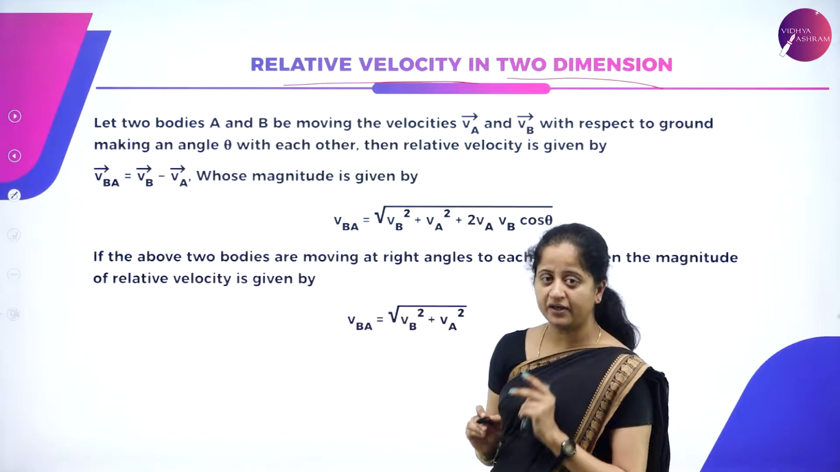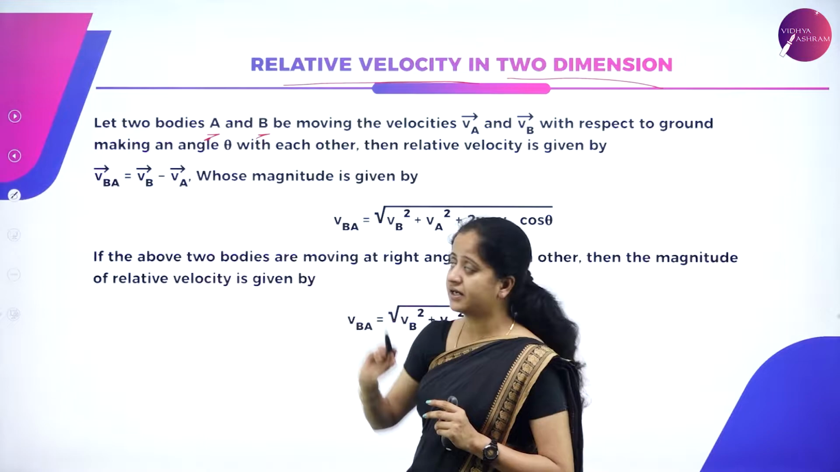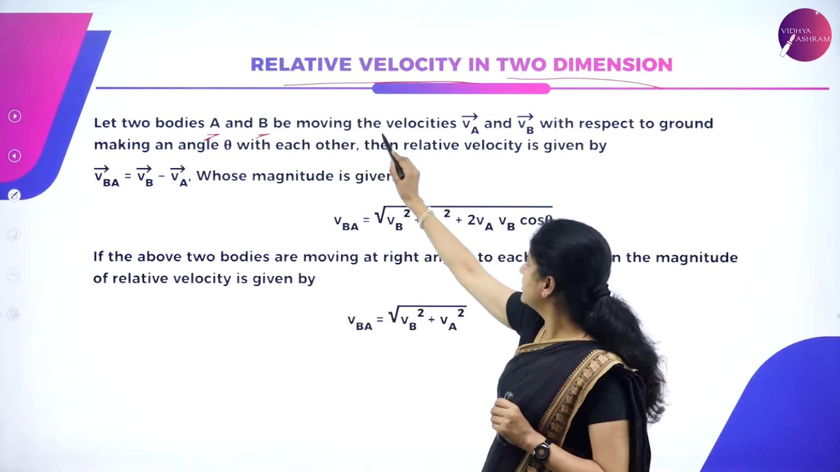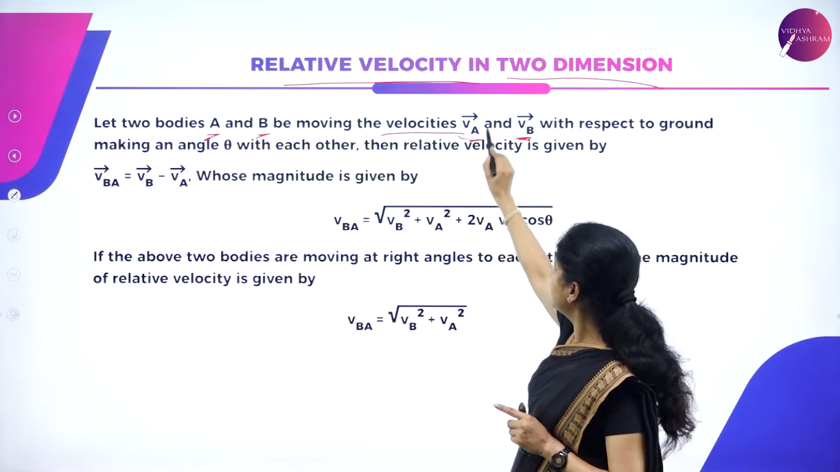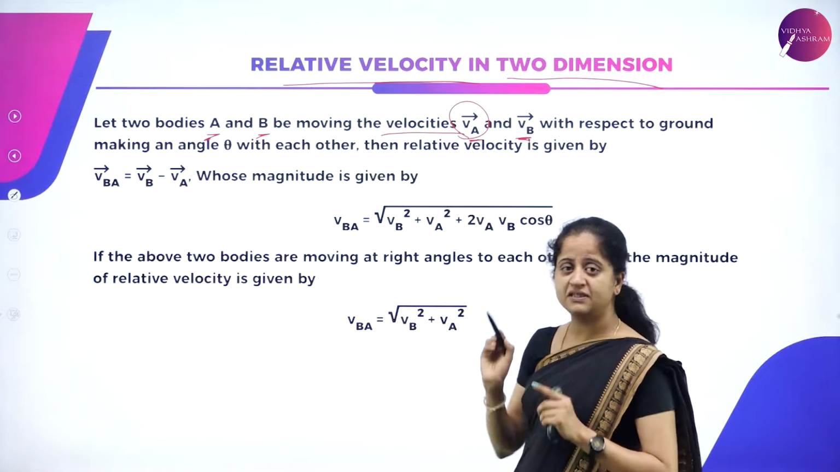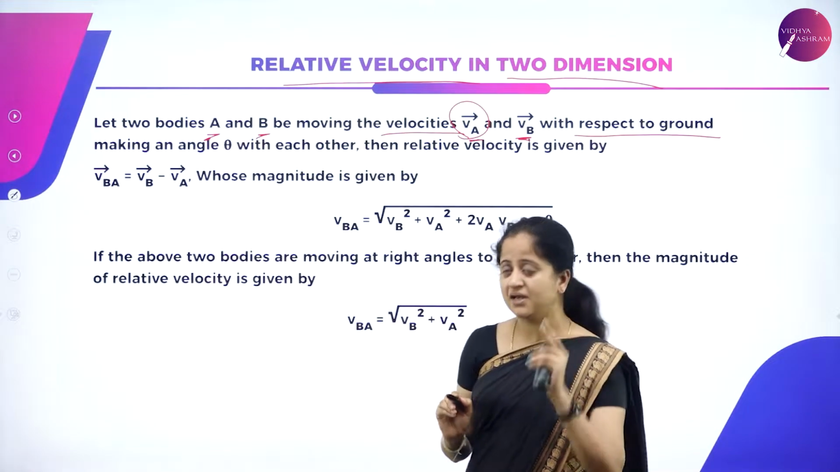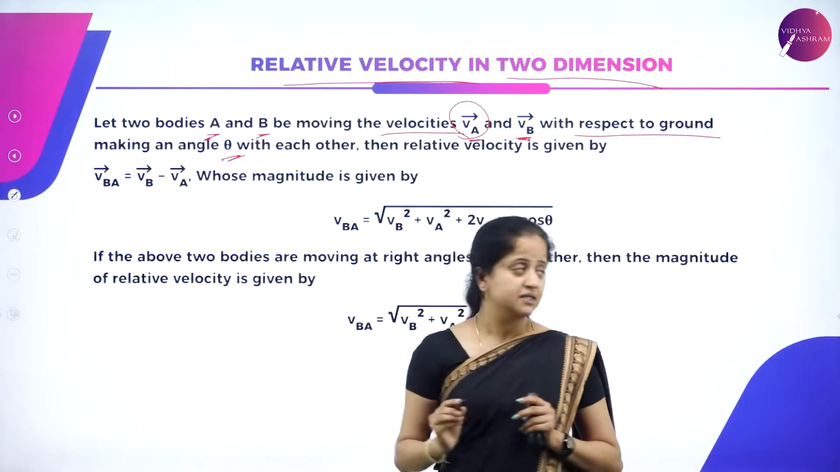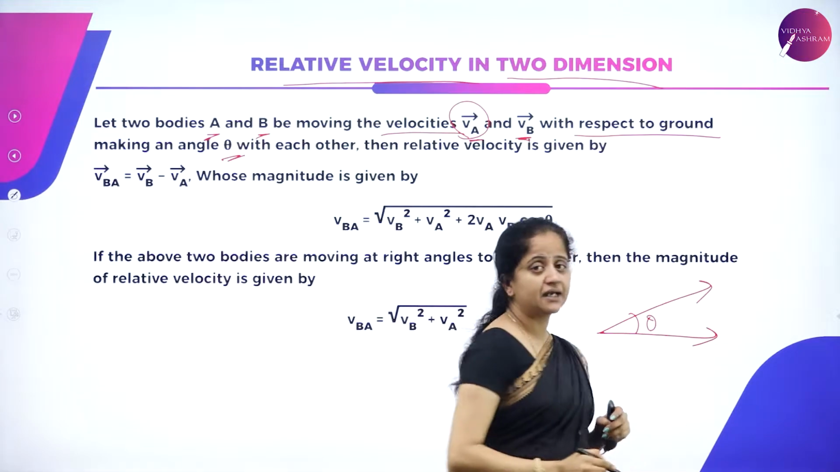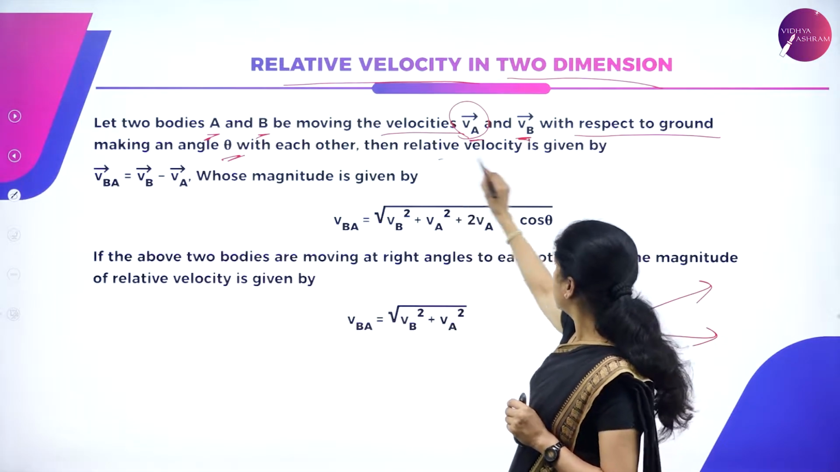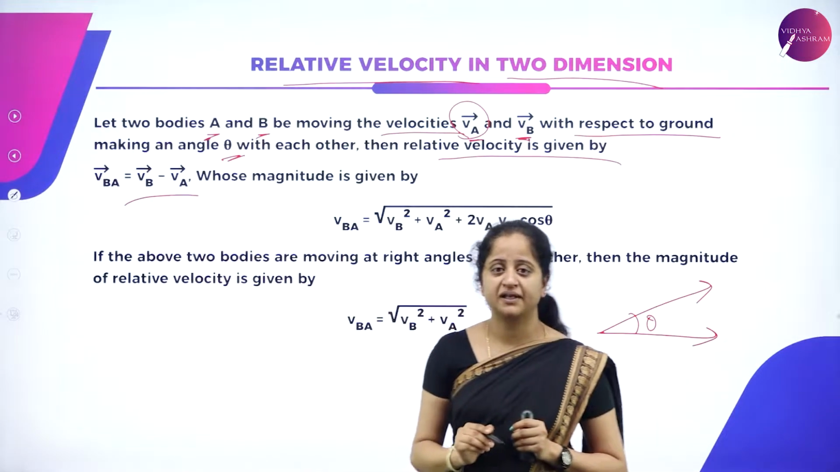So let us take two bodies to understand this, body A and body B. Let these two bodies A and B be moving with the velocities VA and VB. Since velocity is a vector quantity, we need to represent this in vector form. So they are moving with the velocities VA and VB with respect to the ground, making an angle theta with each other. Then the relative velocity is given by VBA = VB minus VA.